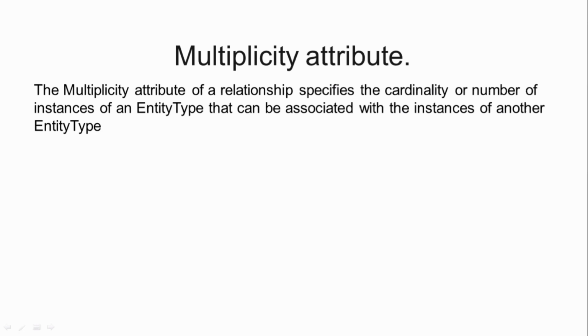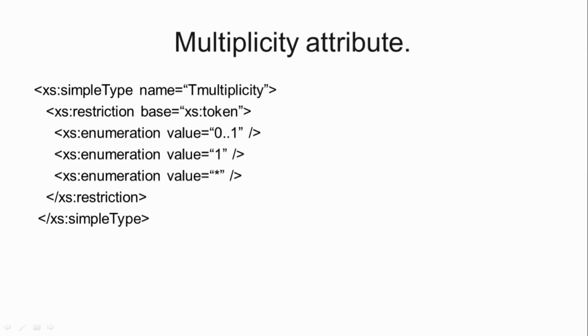Multiplicity attributes. The multiplicity attributes of a relationship specify the cardinality, or number of instances, of an entity type that can be associated with an instance of another entity type. There are some multiplicity attributes explained here. It is a Java program of attributes.